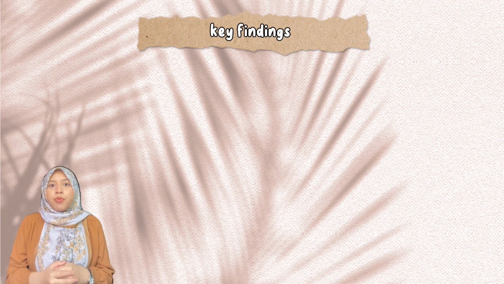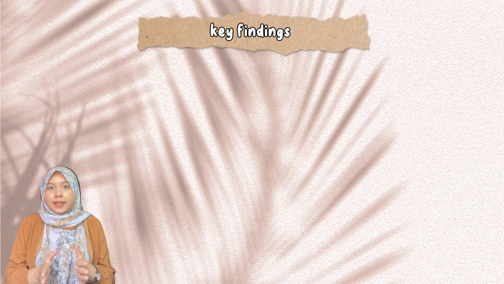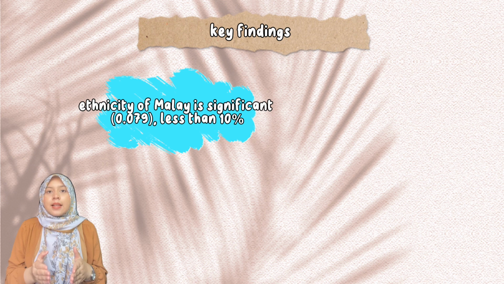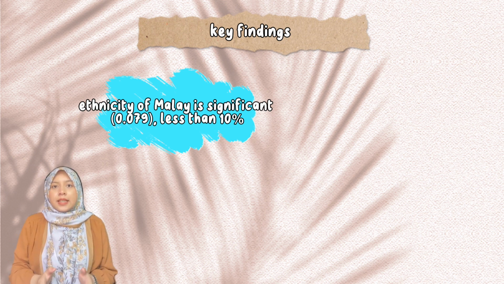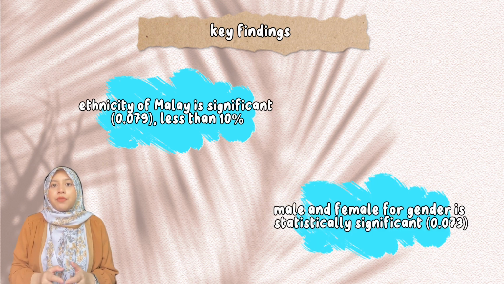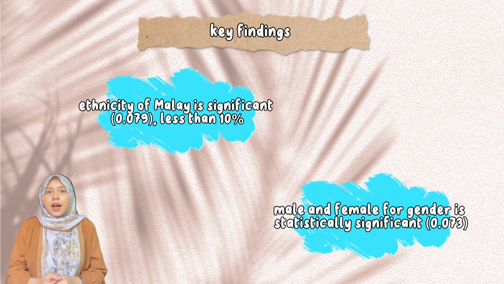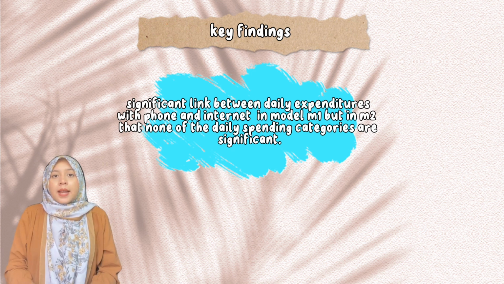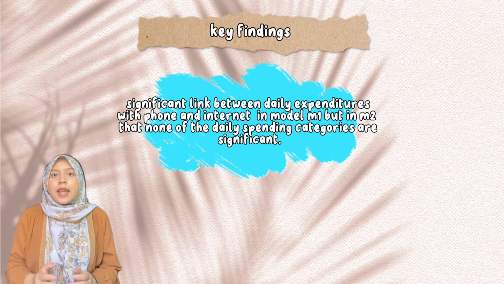Next, the p-value for the spending pattern on living expenditure for students of Malay ethnicity shows the most significance because the p-value is less than 10%. Additionally, the p-value for male and female for gender is the same, 0.073. The research question revealed a significant link between daily expenditure on phone and internet in model M1, but in M2 none of the daily spending categories are significant.